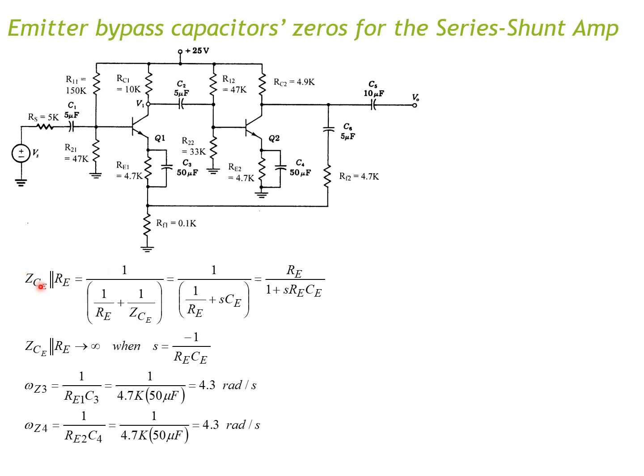So we have ZCE in parallel with RE, which is this and this, and you're going to have RE over 1 plus j omega RE CE. This goes to infinity when s equals minus 1 over RE CE, okay? Because this term will go to 0 if this happens. So then you can calculate your zero for capacitor C3 to be 1 over RC, but R will be RE1, C3. That's going to be 4.3 radian per second, and the same thing happens for the capacitor C4.